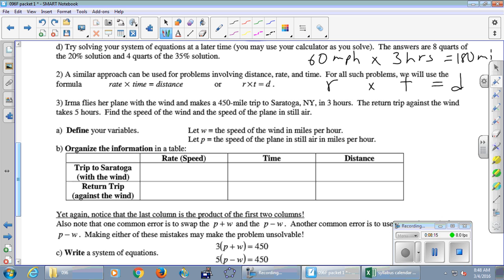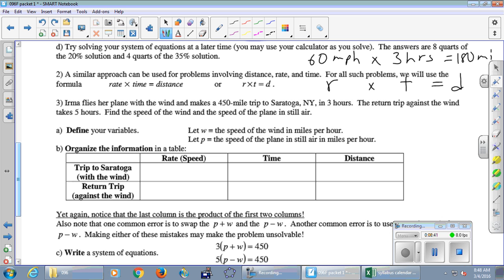All right, here we go, number 3. Irma flies her plane with the wind and makes a 450-mile trip to Saratoga, New York in 3 hours. The return trip against the wind takes 5 hours. Same distance. We're making a 450-mile trip just out and back. But if you have the wind helping you the whole time, you're going to go faster. And if the wind is working against you, you're going to go slower. So 3 hours and 5 hours, as opposed to the same time for both directions.